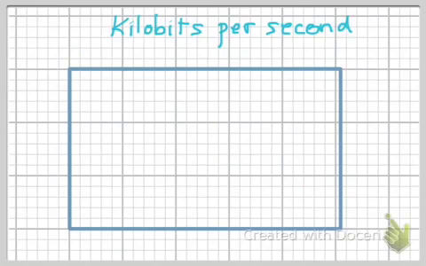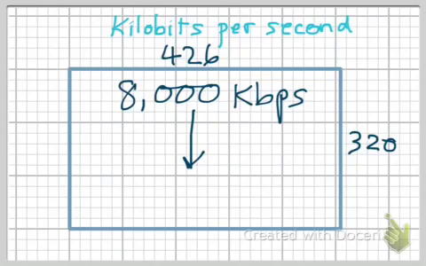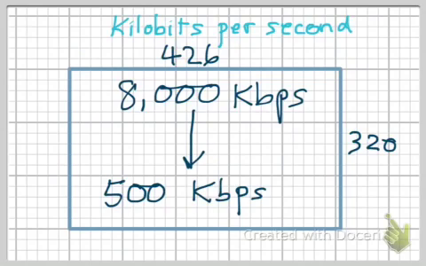In terms of kilobits per second, even though we may have a video that's right-sized, 426 by 320 pixels, if it's moving at 8,000 kilobits per second, that is quite a bit. So using the settings of whatever software you're using to compress the video, Windows Live Movie Maker or iMovie, if you could get that down to 500 kilobits per second, you would still have a reasonable quality video, and the size of the video would be about 4 to 5 megabytes in size.